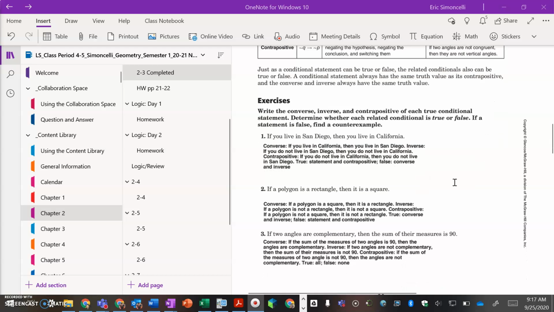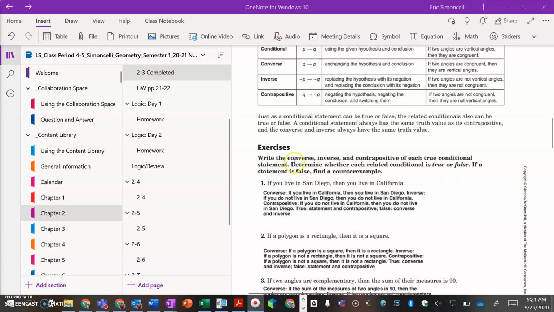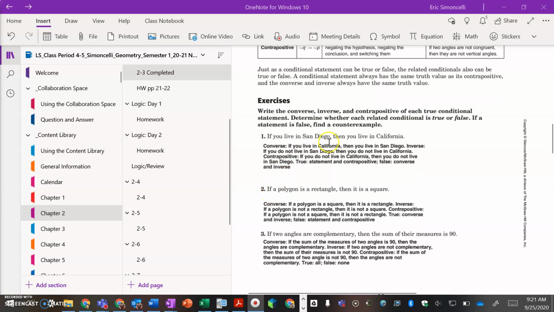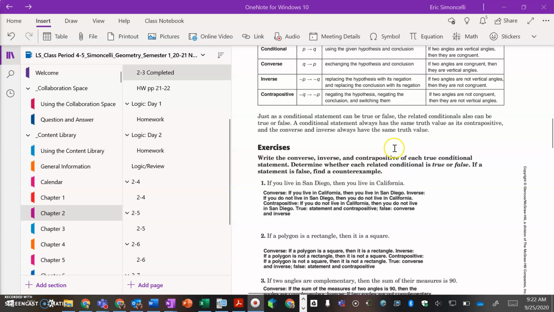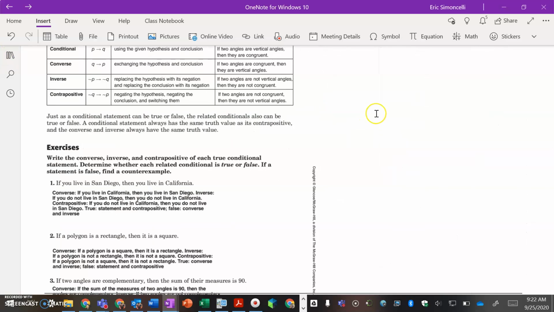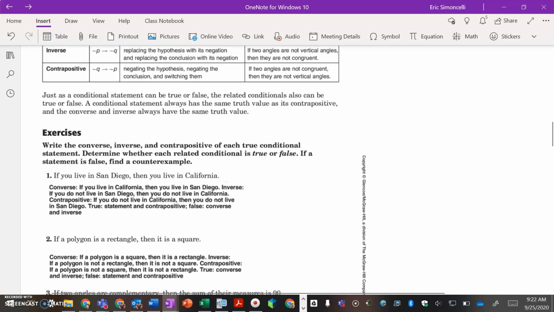All right. Next, write the converse, inverse, and contrapositive of each true conditional statement. Determine whether each related conditional is true or false. If a statement is false, find a counterexample. Okay, so: if you live in San Diego, then you live in California. I would argue that this is a true statement to start with. Yes, if you live in San Diego, of course, you also live in California. We're going to go ahead and take the converse, as well as the inverse and contrapositive.